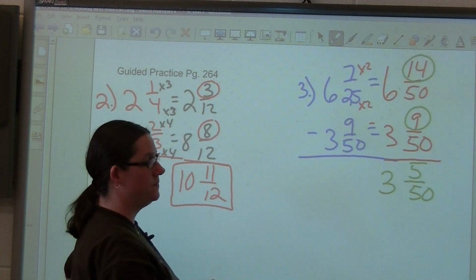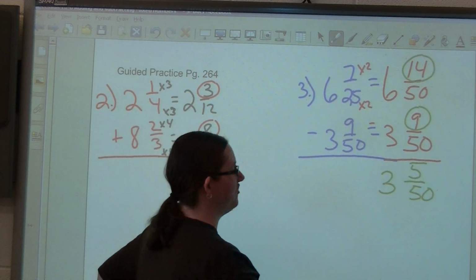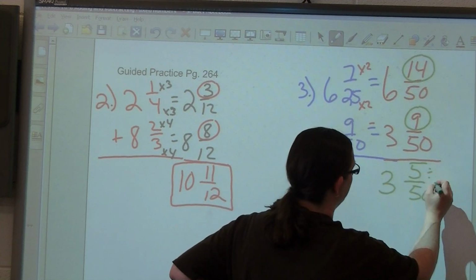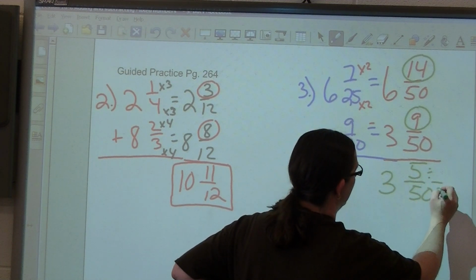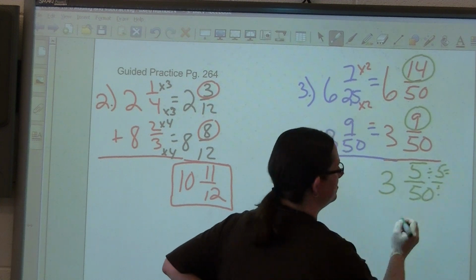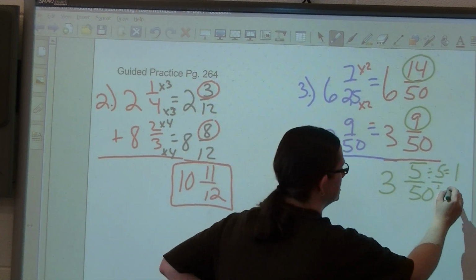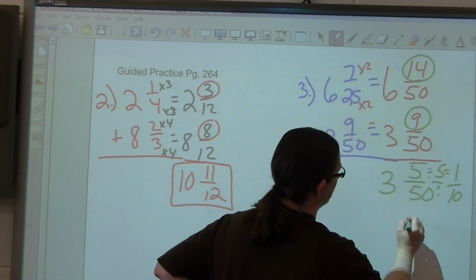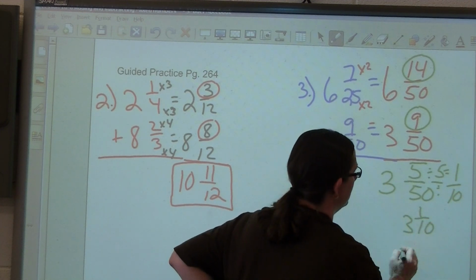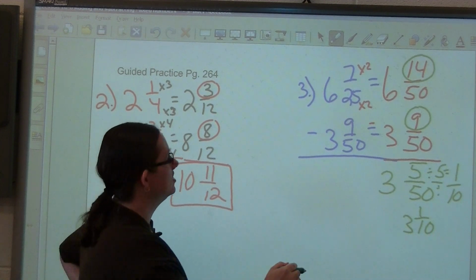Am I done? No. What do I need to do? Simplify. Good. How can I simplify 5/50ths? What can I divide top and bottom by? 5. Good. What's 5 divided by 5? 1. And 50 divided by 5 is 10. So your final answer is going to be 3 1/10. All right. Good job, 5th grade.